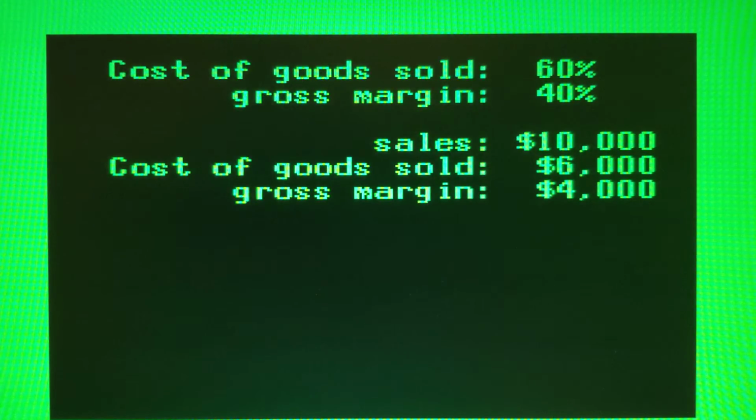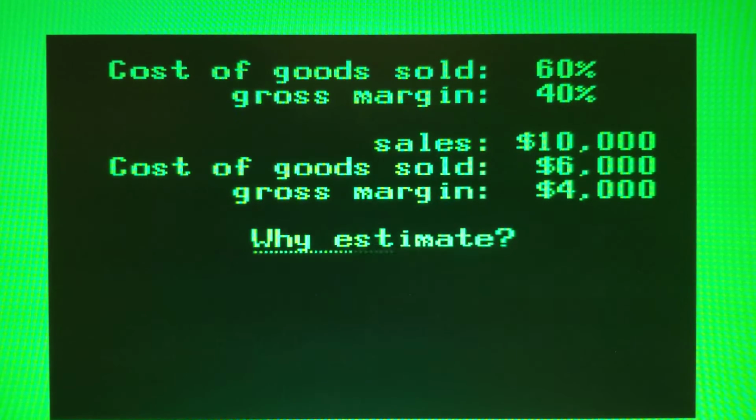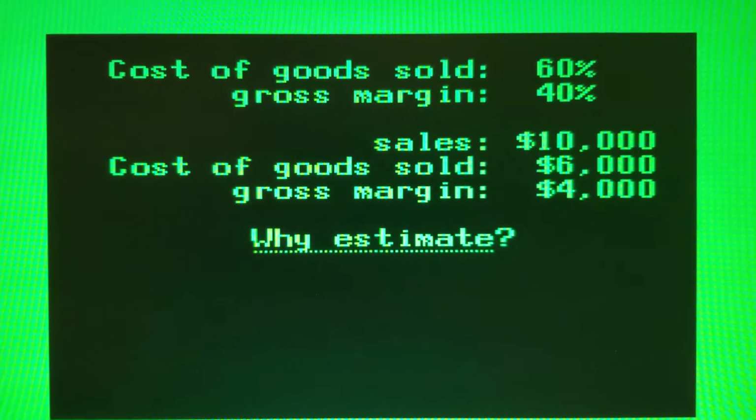For example, if cost of goods sold has been 60%, ranging say between 58% and 62% of sales in the past, with a gross margin of about 40%, you could estimate the cost of goods sold on sales of $10,000 as $6,000, with a margin of $4,000 before expenses and taxes. Why is it necessary to make such estimates of the cost of goods and remaining inventory?